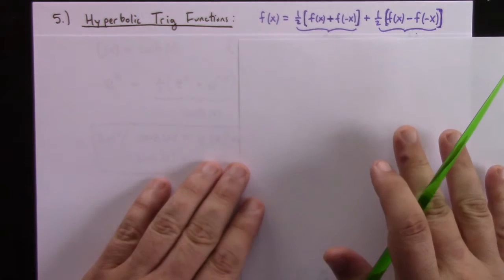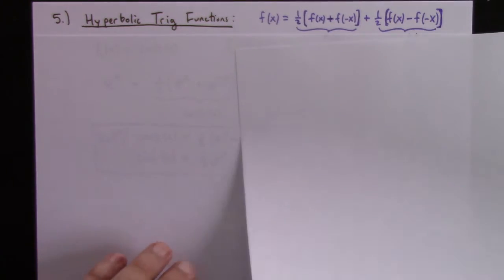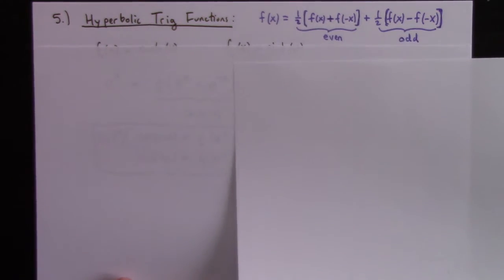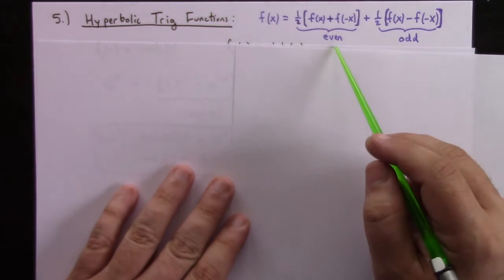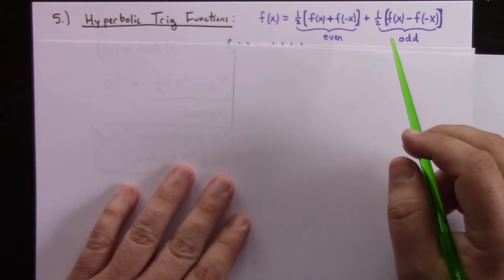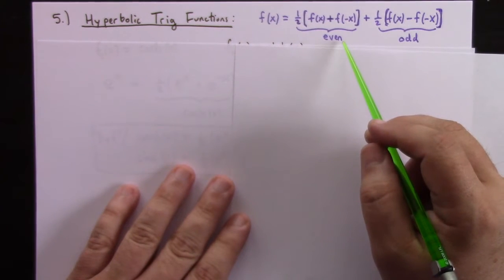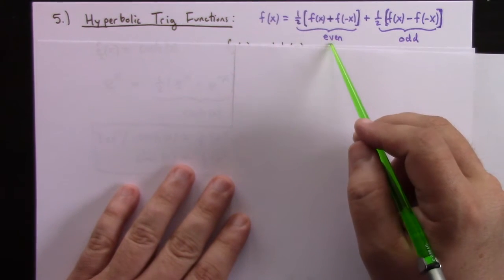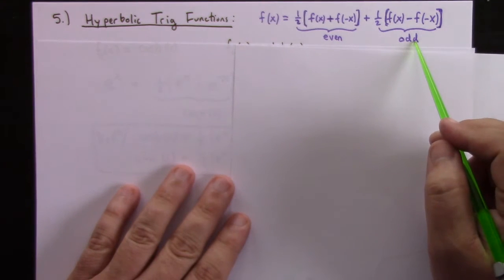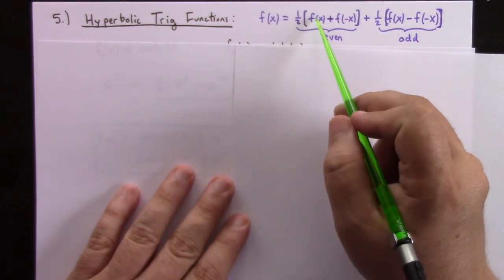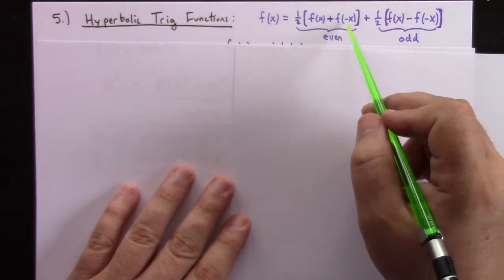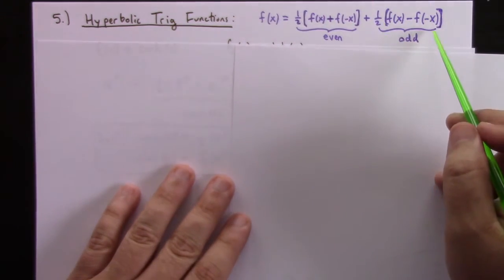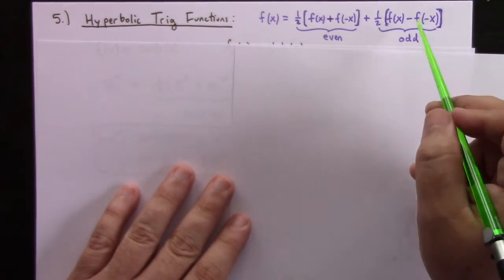Well, who cares? Interesting. All right, so this is even, and this is odd as a function, right? If I put in minus x for x here, this one goes back to what it started with, and this one brings out a minus. So this is an even function, this is an odd function.